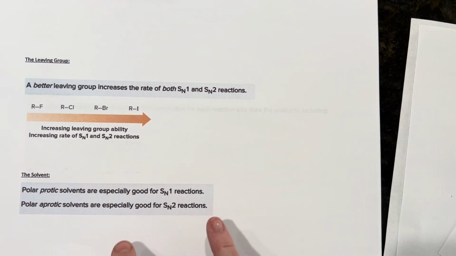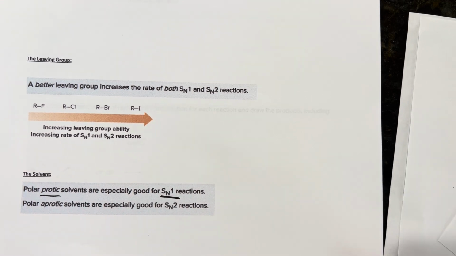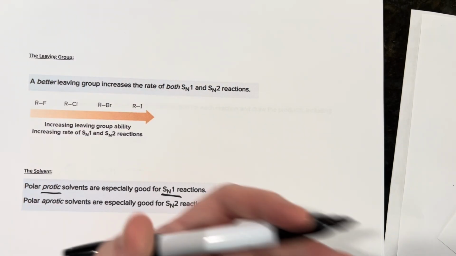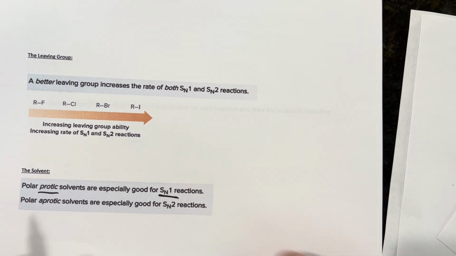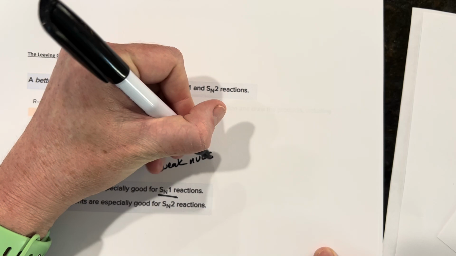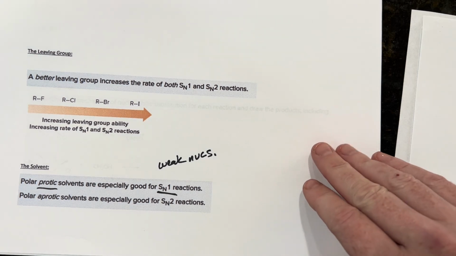Polar protic solvents are good for SN1 reactions. Hopefully this makes sense, because remember, polar protic solvents switch essentially the basicity, and it does come out the opposite of what we'd expect. So SN1 reactions, remember, this is when we have weak nucleophiles. If we have a polar protic solvent, that's going to switch it and make it a slightly stronger nucleophile.